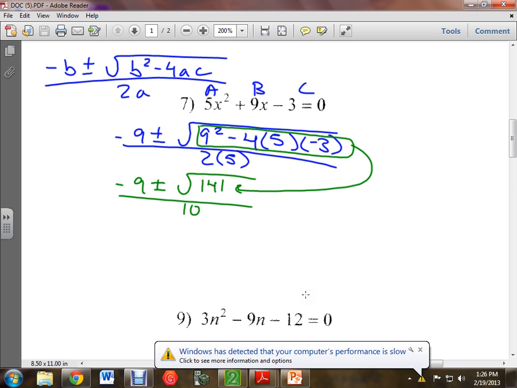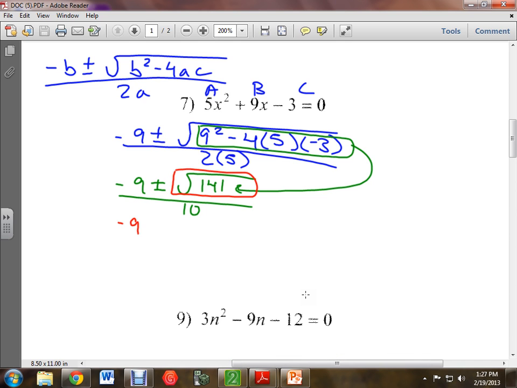Once I have that, I just have to calculate what the square root is. So the square root of 141, what is that? It's close to 12. 144 is 12. So this is going to be plus or minus, you said 11.8. Did you calculate that, or are you guessing? It sounds right. He says 11.87, so it's a good guess. So 11.87 all over 10.